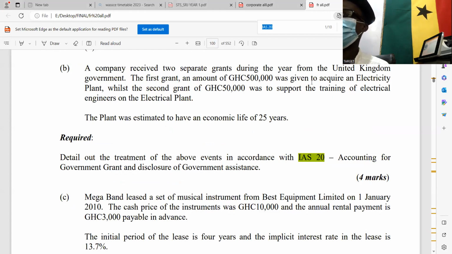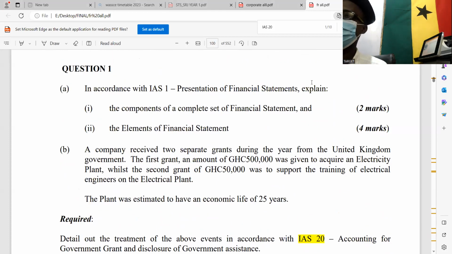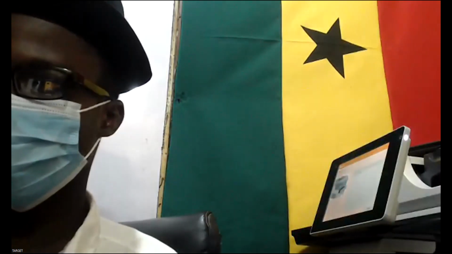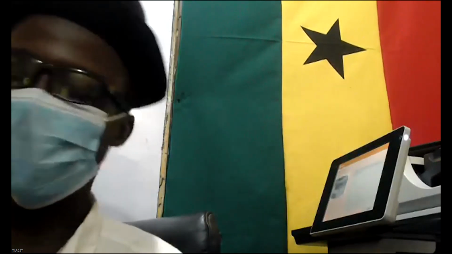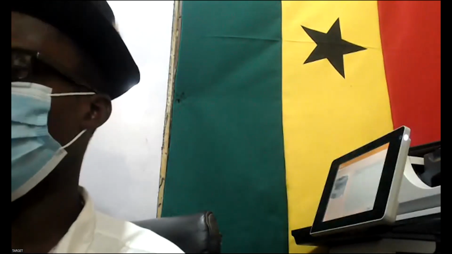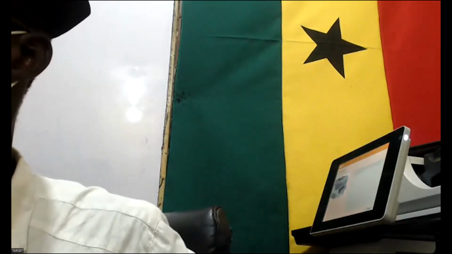This one is a capital grant. They bought a plant. The company received two separate grants. Please, tax waiver is assistance, not a grant. I like your question. Tax waiver, tax allowance, deferred tax, reduction in taxes, tax allowances: those ones are not grants, they are assistance. Take notice of that. Now let's continue with the storyline.